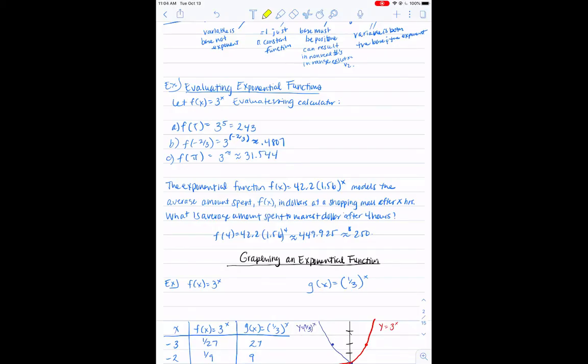The exponential function f(x) = 42.2 × 1.56^x models the average amount spent, f(x) in dollars, at a shopping mall after x hours. What is the average amount spent to the nearest dollar after 4 hours? So we would be plugging in 4 for our x to find the average amount spent. And then we do this on Desmos, and it's approximately $250.